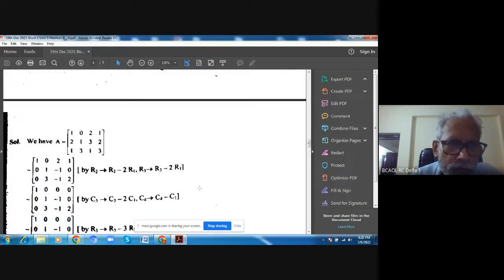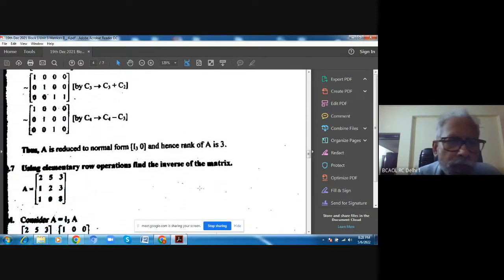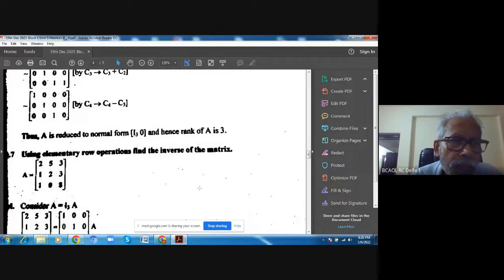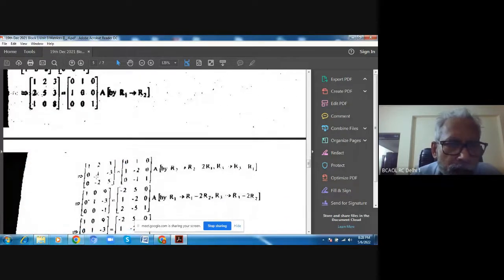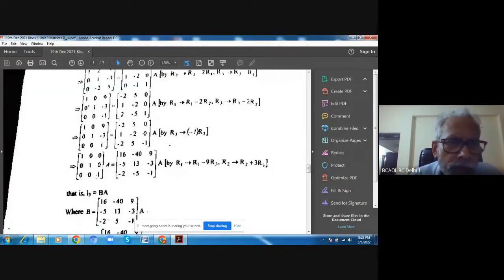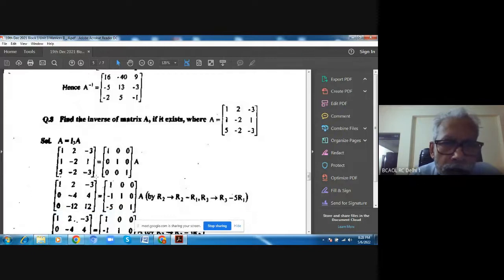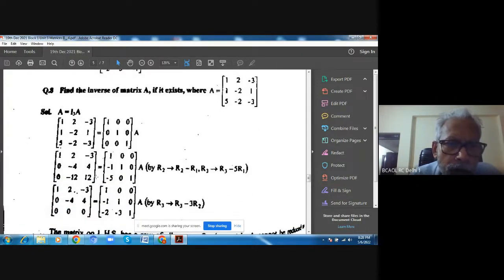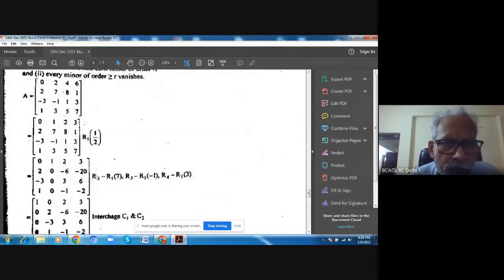In this case also, finally you can see where we are. So using the determinant, this part. Okay, I can show some other examples.